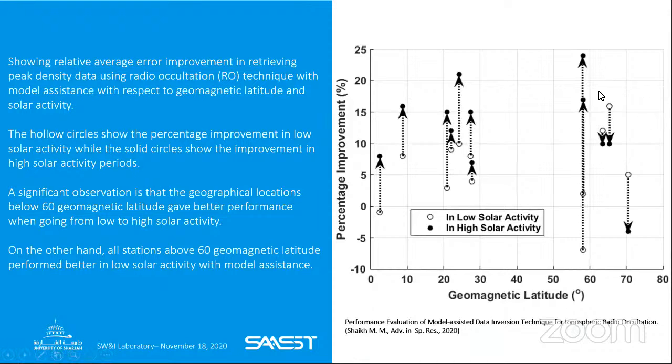At the other end, when we went up to high latitude, we saw the opposite trend. In high latitude, we see that at low solar activity, models improve more. Data improved the model's performance better compared to high solar activity. So this is a way to test what we are doing and how it can impact nowcasting and forecasting, which is the main desire of doing all these activities.